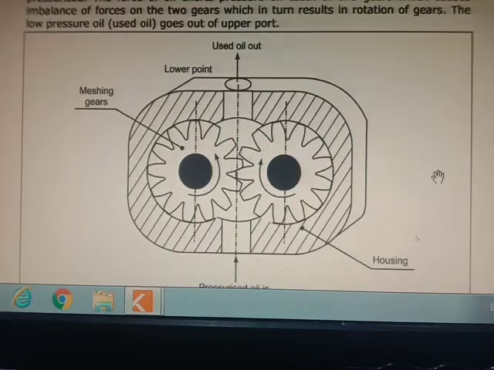I hope it is very simple, right? So from here the pressurized oil will come and create pressure. Due to that pressure, both the gears will rotate and you will get the rotary motion on one shaft. This is known as the hydraulic motor, and it is known as the external gear motor. Understand?